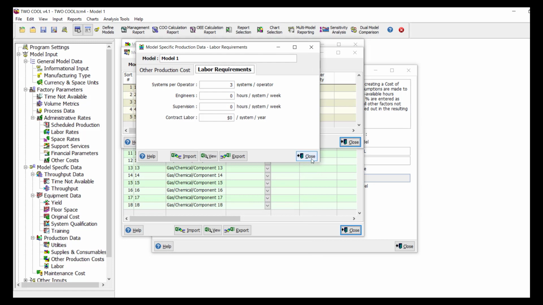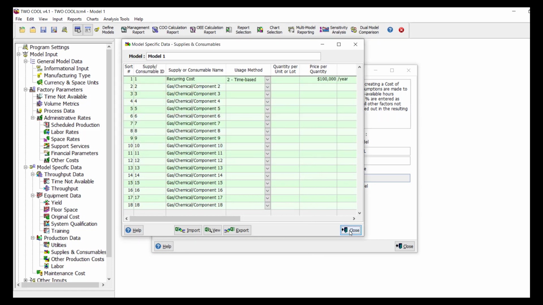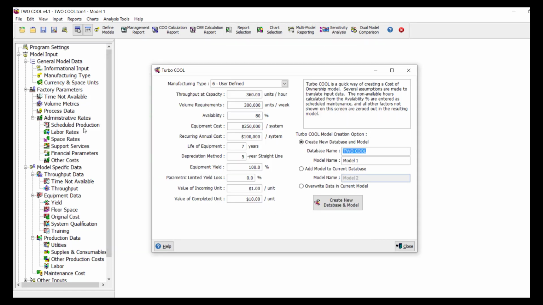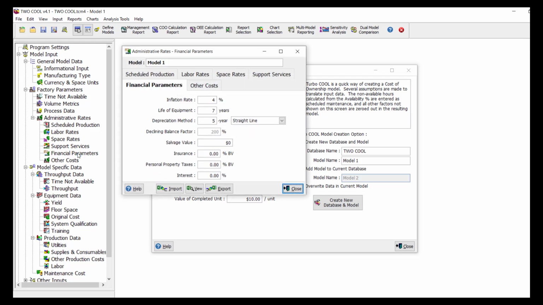Life of equipment and depreciation method can both be found on the financial parameters form. On this form, you can also change the depreciation method from straight line. This section falls under the general category of administrative rates, which covers floor space costs, labor rates, inflation, production schedules, and other factors previously mentioned.